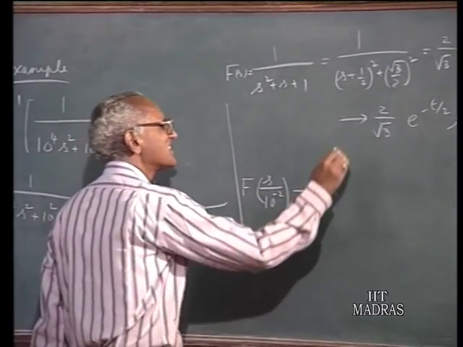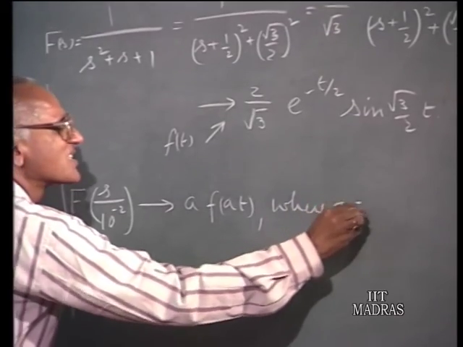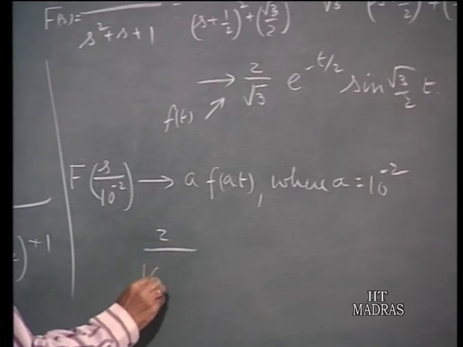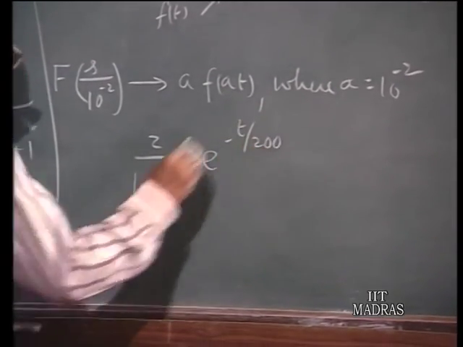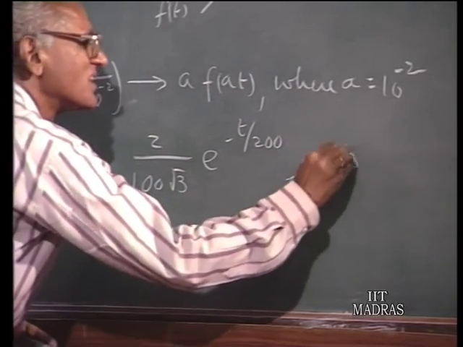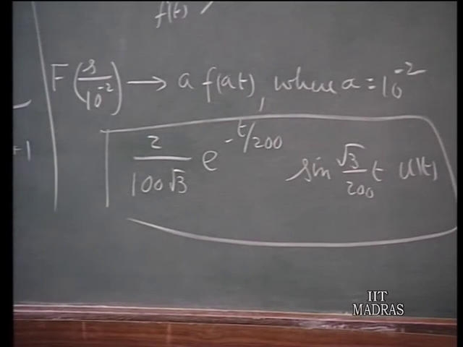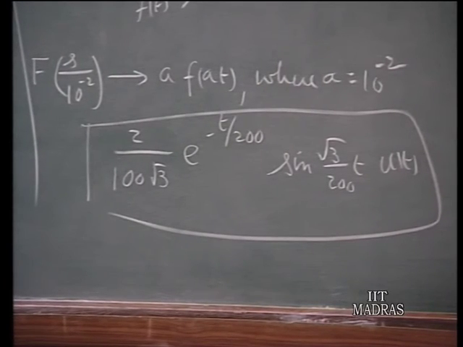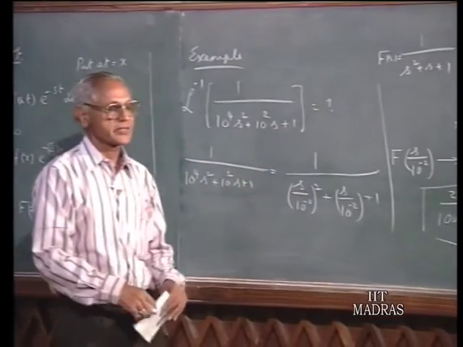If this is f of t, this is a times f of a t, where a equals 10 to the power of minus 2. So, if you substitute that, you will have 10 to the power of minus 2 times 2 upon root 3, e to the power of minus t upon 200, sine root 3 upon 200 t. That is the inverse Laplace transform of this. So, this scaling rule helps us change the scale of the coefficients so that we can handle convenient numbers instead of sometimes unwieldy numbers like this. We can often take advantage of this rule.